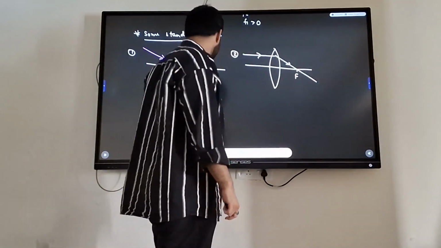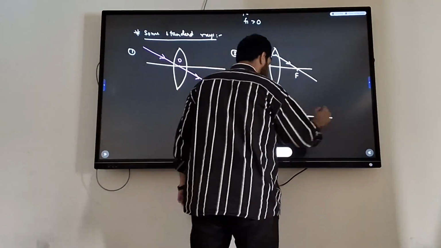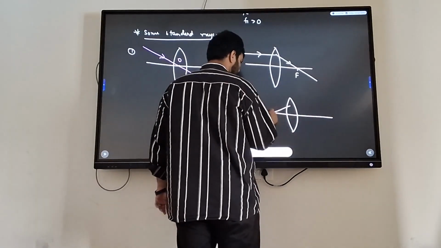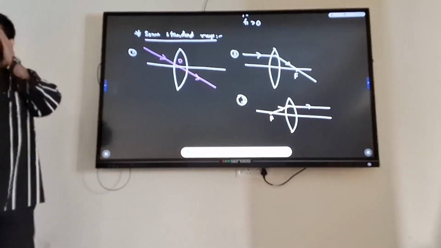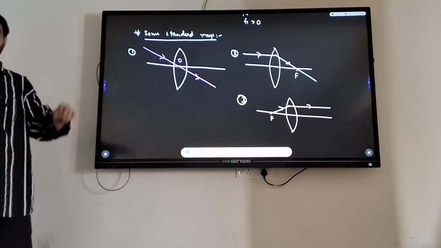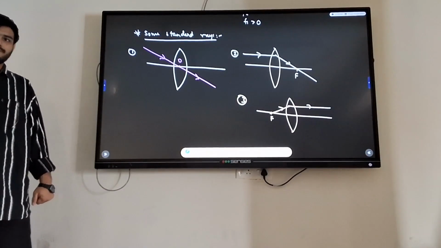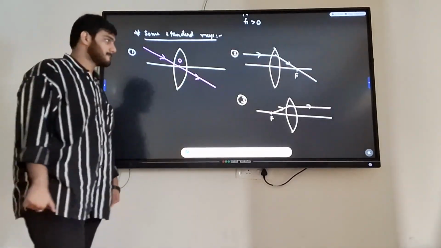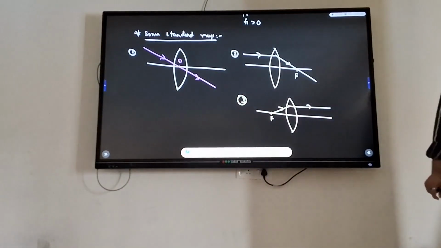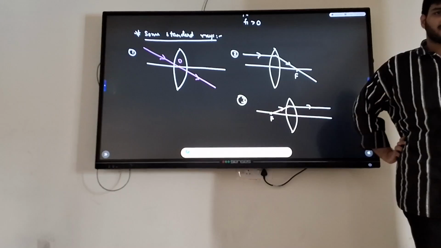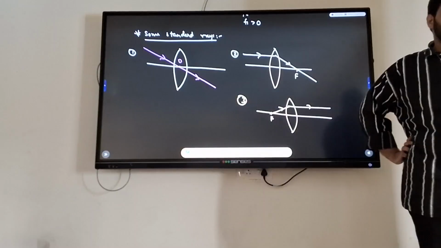Is it okay? If you place your object at focus, then what will happen? Goes to infinity. These are the standard three rays that you have to remember, and all the ray diagrams can be made just by three of them. Is it okay? Let's start with the ray diagram. Am I going too fast? You can say so. Can I start with the ray diagrams then?